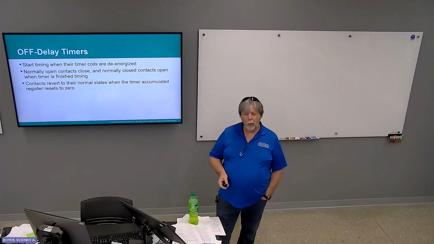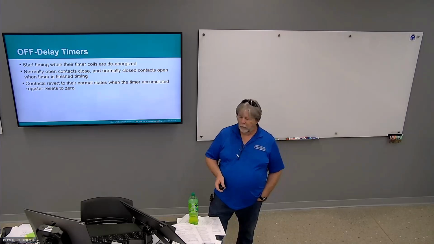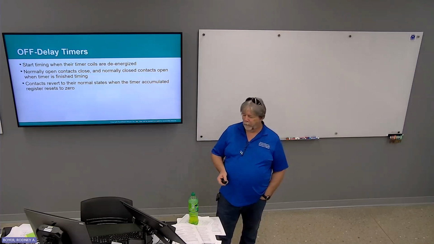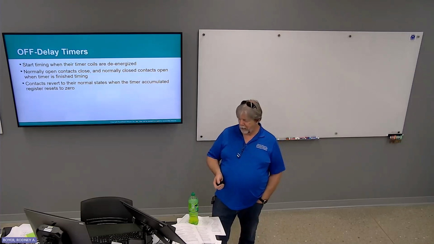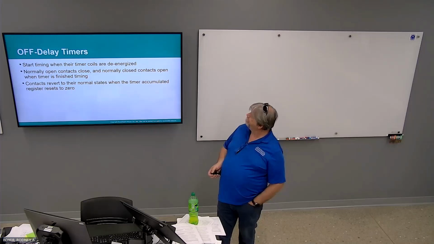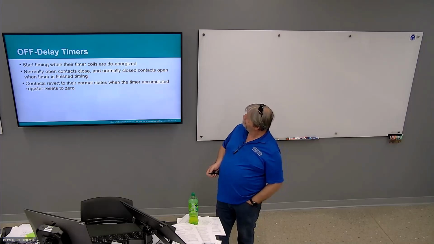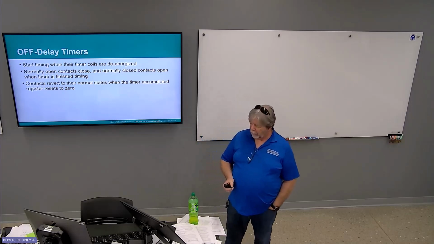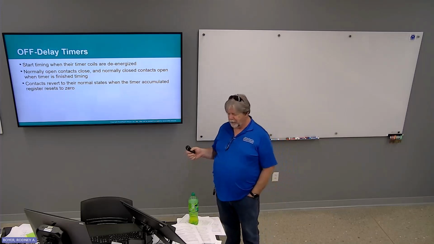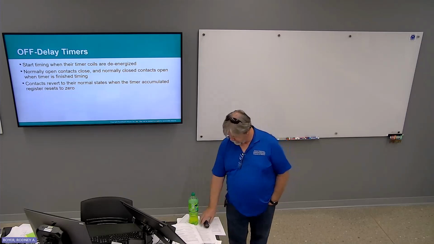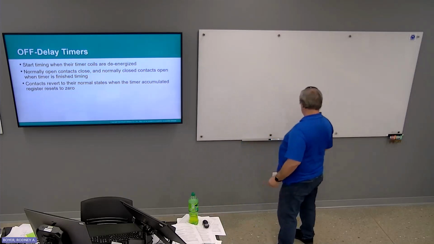Off delay is a whole lot different. Starts timing when the coil is de-energized. Normally open contacts close, normally closed contacts open when the timer is finished timing. That is incorrect. That is absolutely incorrect. Contacts revert to the normal state when the timer accumulated register resets to 0. That much is true. Now let me show you how these actually work, because that slide is dead wrong. I need to edit that.